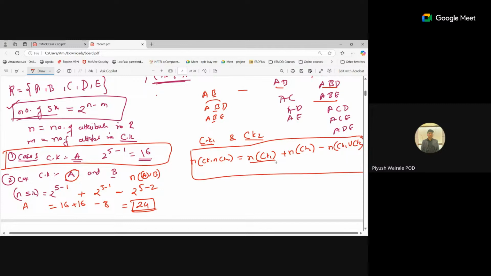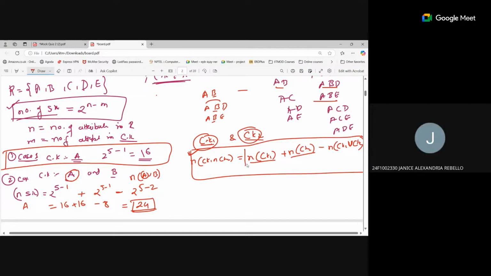The number of super keys using CK1 intersection CK2 equals the number of super keys using CK1, plus the number of super keys using CK2, minus the number of super keys using CK1 union CK2. Please remember this formula. This is the intersection and this is the union. To find the number of super keys, it is the intersection of the candidate keys, CK1 and CK2 both. So just apply this.